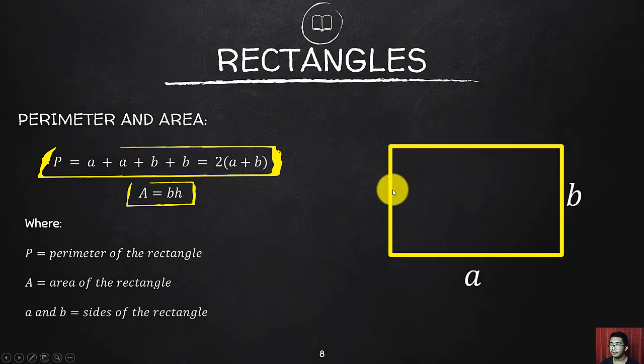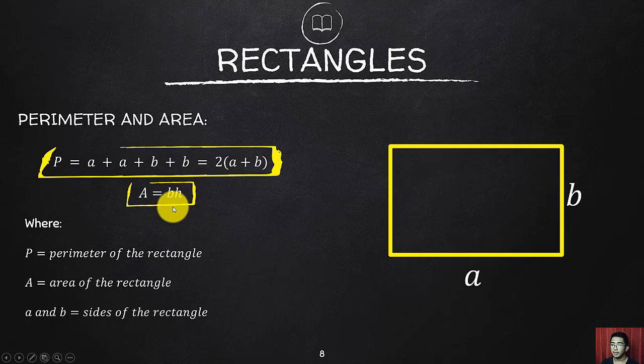For a rectangle, the rectangle is similar to a square. It's a quadrilateral, a four-sided polygon. However, this time the opposite sides are equal, not all of them. This side is equal in length to side B, and this side is equal in length to side A. To solve for the perimeter of a rectangle, simply add all of the sides: A plus A plus B plus B, or simply twice the quantity A plus B.